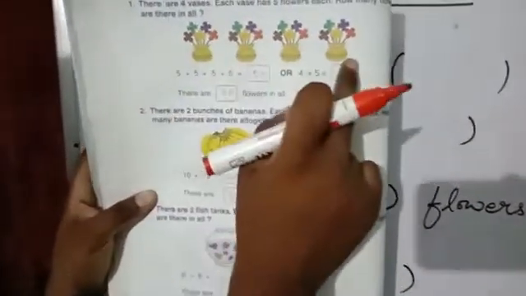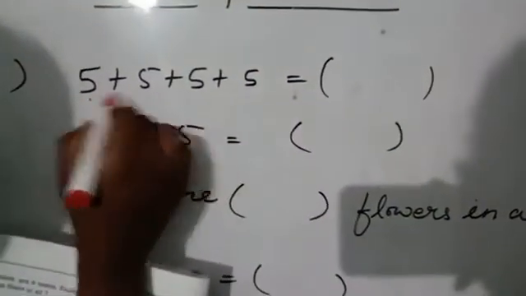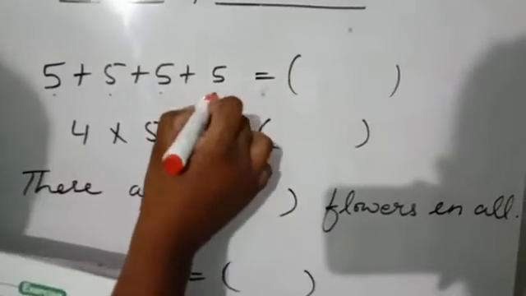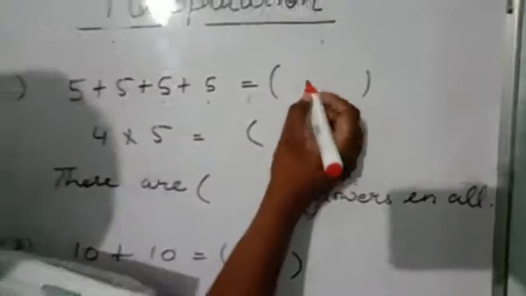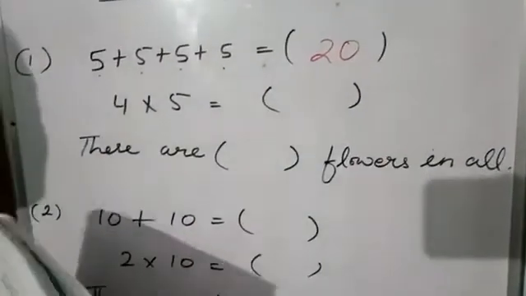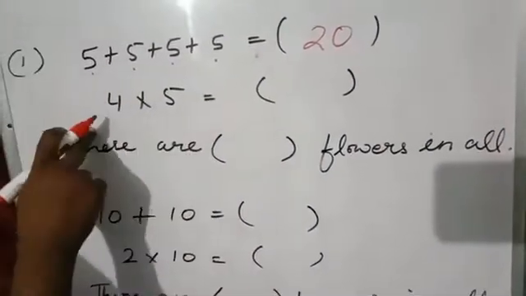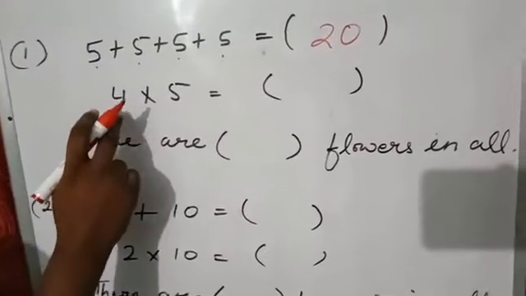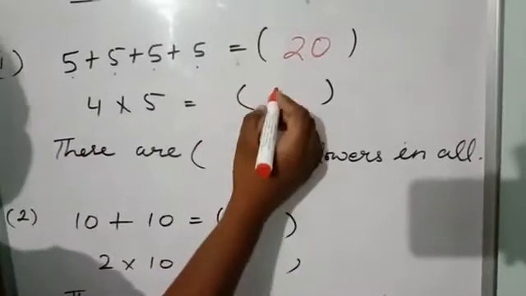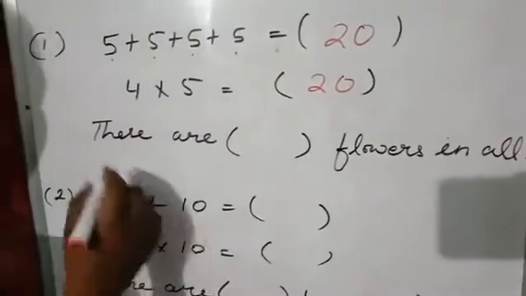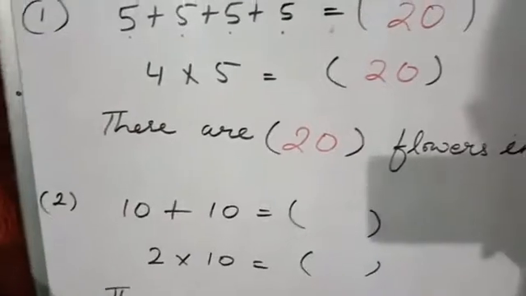See, there are 4 vases and each vase has 5 flowers. So that means 5 plus 5 plus 5 plus 5. 5 is repeated 4 times. That means 5 plus 5 plus 5 plus 5 is equal to 20. And in multiplication we do 4 into 5. So 4 into 5 is 20. That means there are 20 flowers in all.